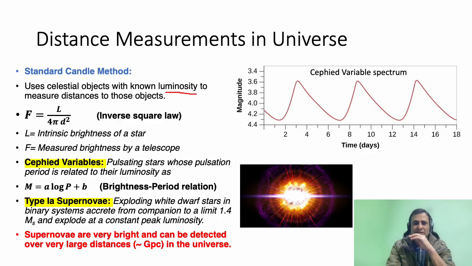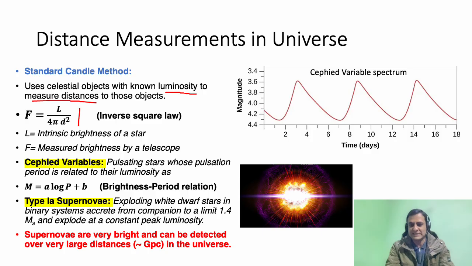Luminosity and the flux to measure the distances. Okay. So you see here this equation that F is equal to L over 4 pi d squared. 4 pi is just a constant, F is the flux, and L is the luminosity. So what do these two terms mean, the flux and luminosity?